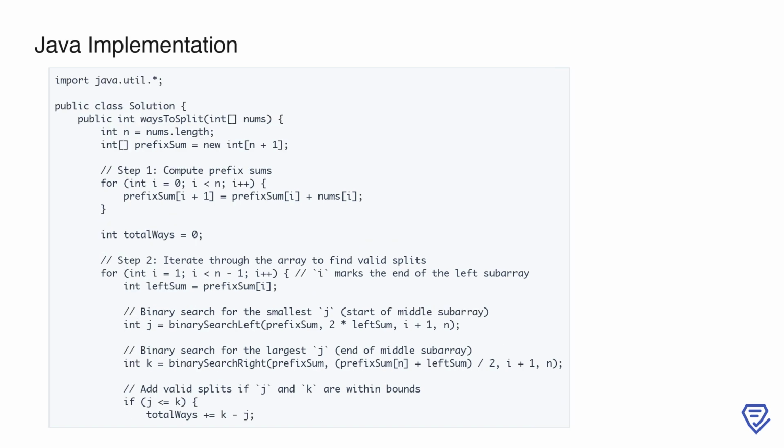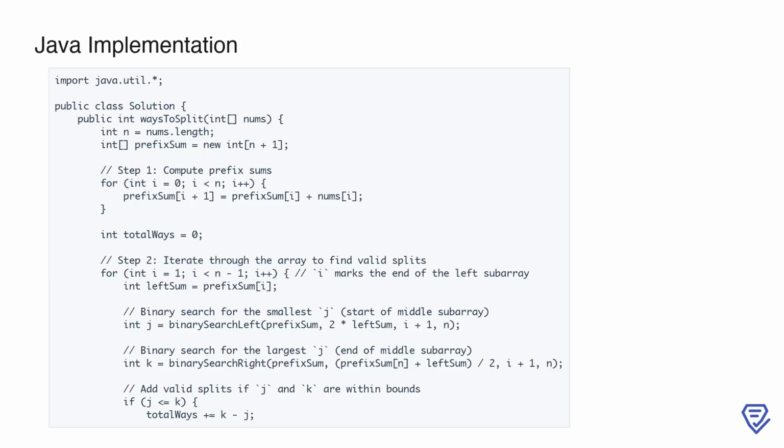Here, we begin by importing the necessary Java utilities and defining our solution class. The main method we're focusing on is called waysToSplit, which takes an integer array called nums as input. First, we calculate the length of the array and initialize a prefix sum array that will help us efficiently compute the sums of subarrays. The prefix sum array is one element larger than the input array to accommodate the cumulative sums. Next, we compute the prefix sums by iterating through the nums array. For each element, we add its value to the cumulative total from the previous step. This allows us to quickly query the sum of any subarray later.